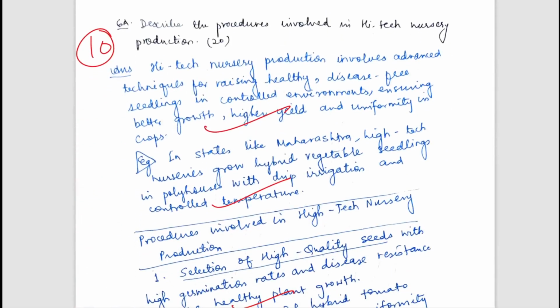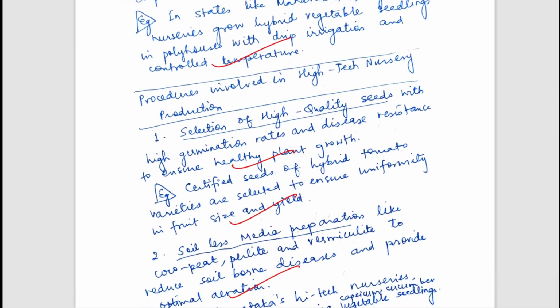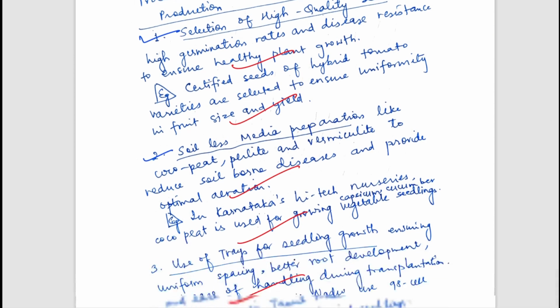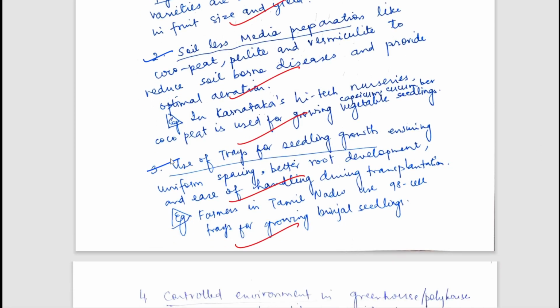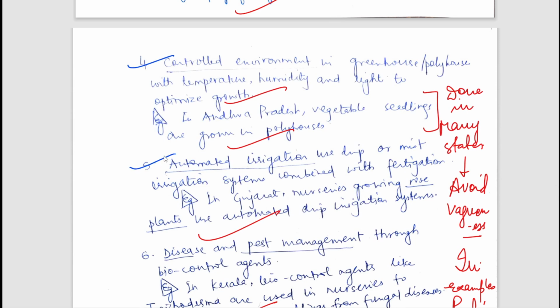Now let's move to the next question. The next question is, describe the procedures involved in high-tech nursery production. So we will see what the procedures involved in high-tech nursery production are. The procedures are selection of high-quality seeds, soil-less media preparation, use of trays for seedling growth, a controlled environment should be there, and automated irrigation should be there.